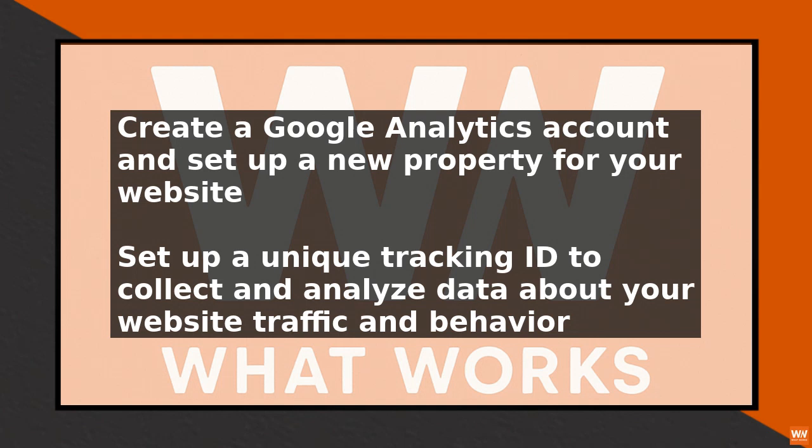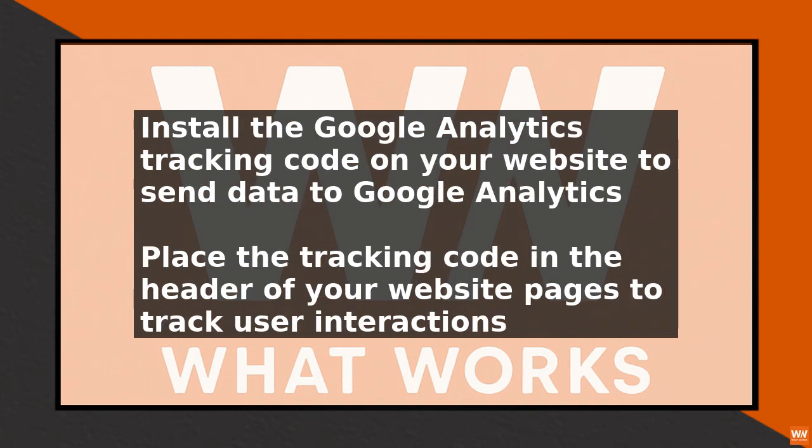Next, install the Google Analytics tracking code on your website. This code is a small snippet of JavaScript that you place in the header of your website pages. It sends data to Google Analytics every time a user interacts with your website. Make sure to install the code on every page of your website to get accurate data.